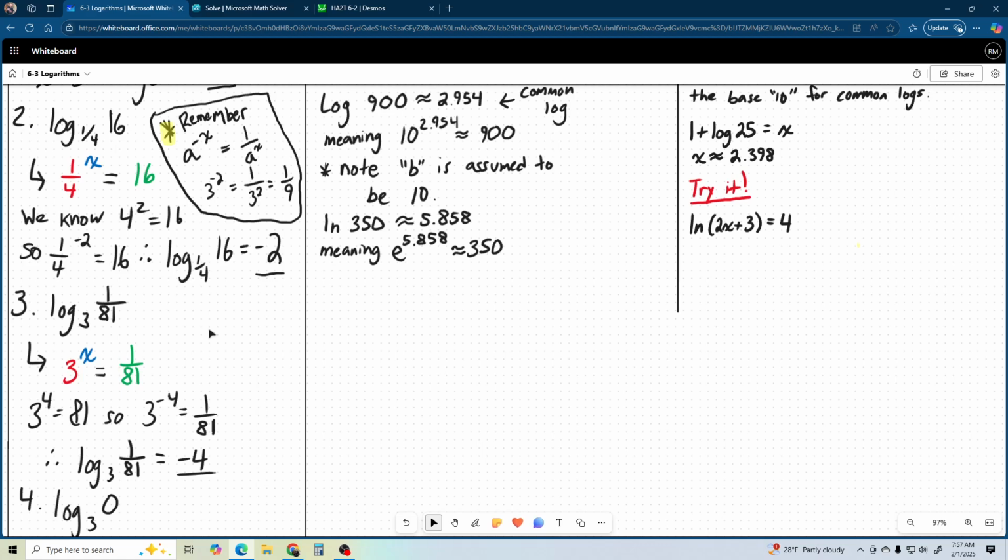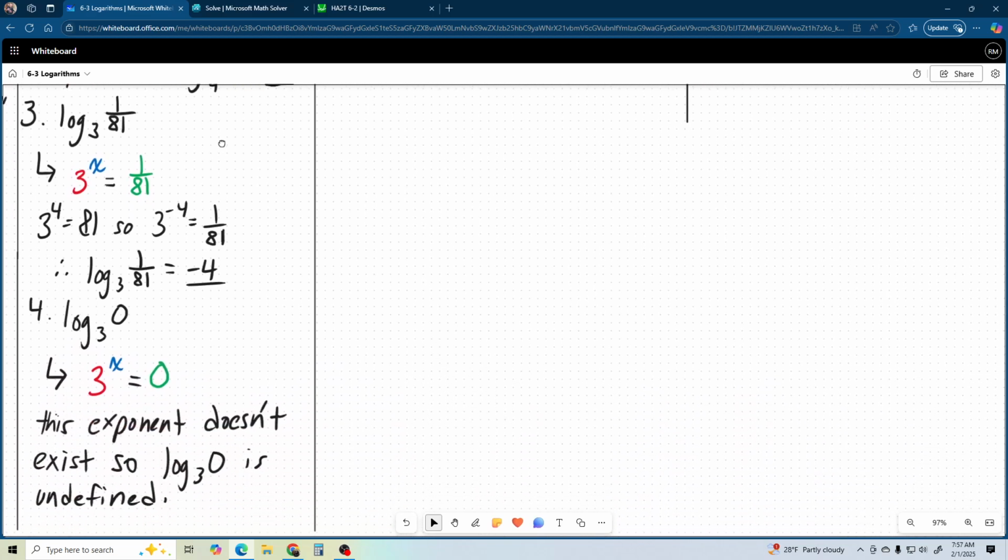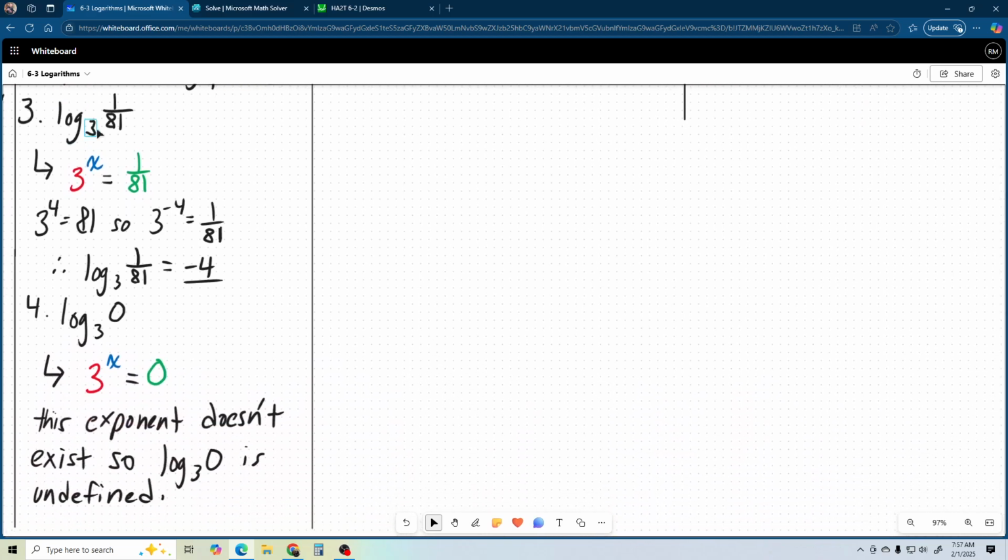All right, let's do a couple more. This one will reinforce the concept we did before. We have log base 3 of 1 over 81. That means we don't know what the exponent is here, but we know that 3 to that exponent is 1 over 81. Now, we know that 3 to the 4th is normally 81, but this is 1 over 81.